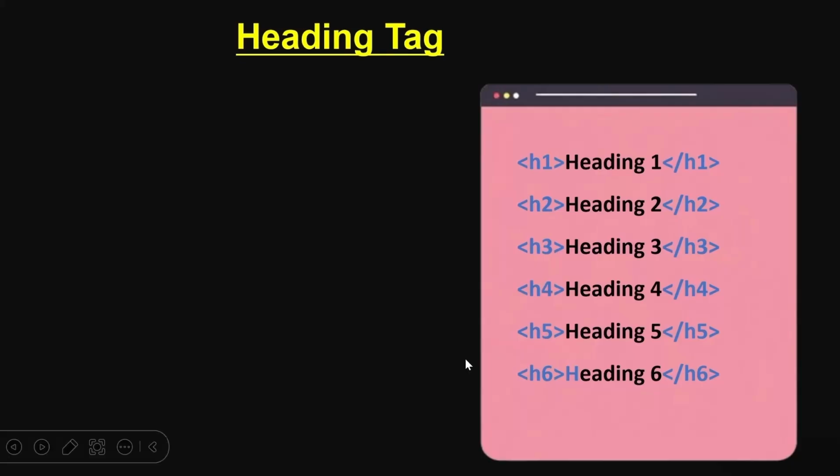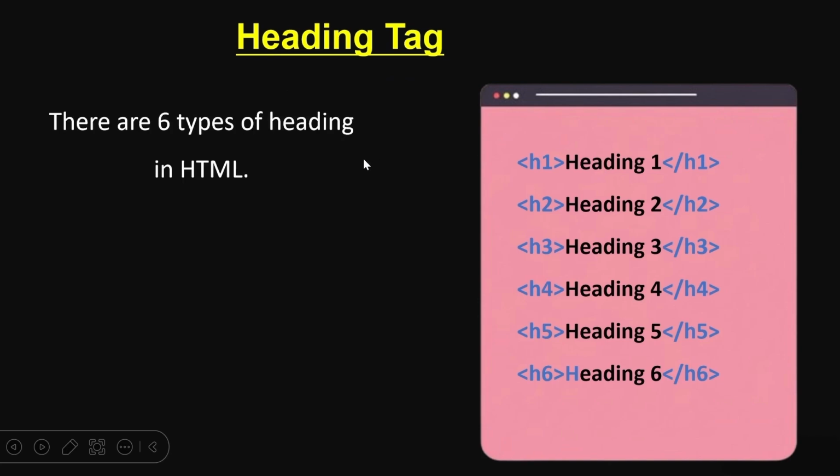In this video, we are going to discuss the heading tag. In HTML, there are 6 types of headings, from H1 to H6: H1, H2, H3, H4, H5, H6. H6 is the smallest heading, and H1 is the largest heading. H2 is smaller than H1, H3 is smaller than H2, H4 is smaller than H3, H5 is smaller than H4, and H6 is smaller than H5. So this is the smallest, and this is the biggest heading in terms of font size.